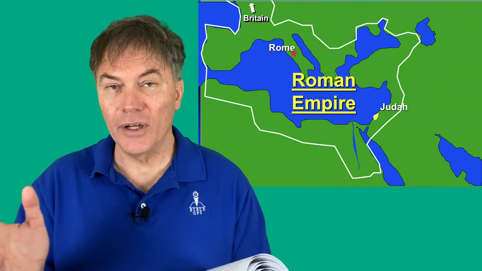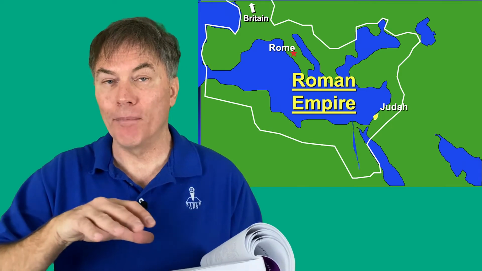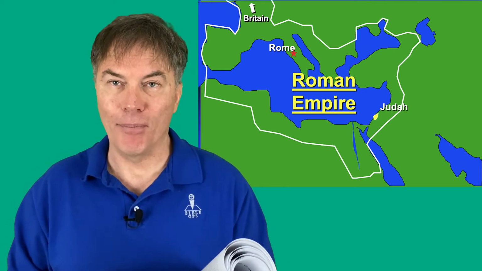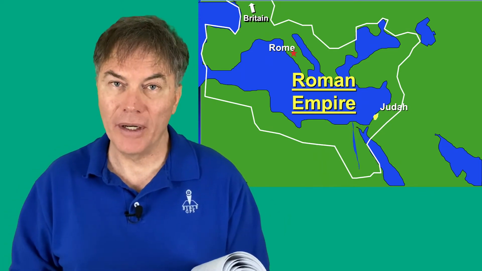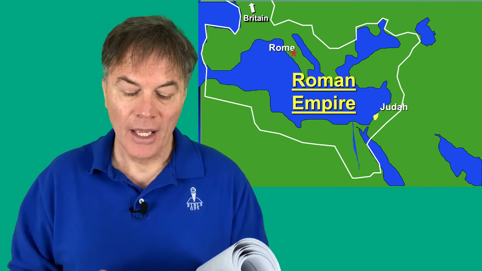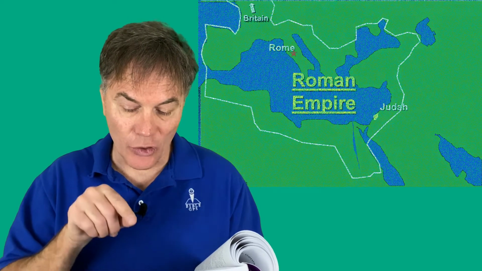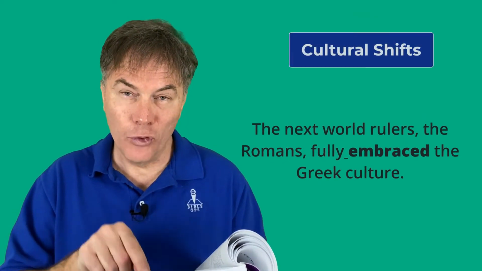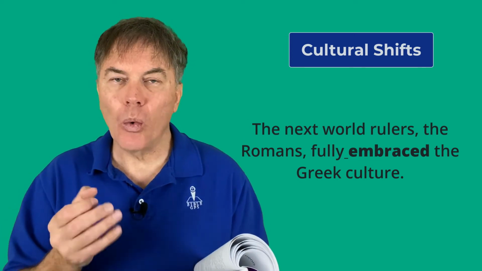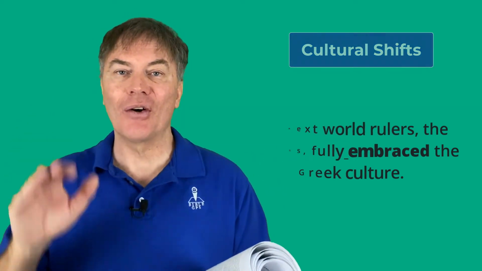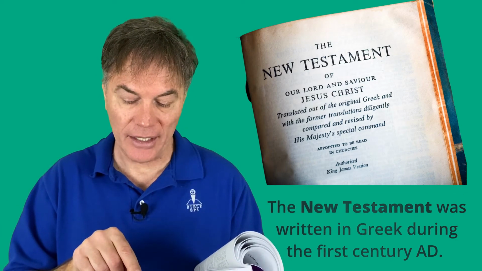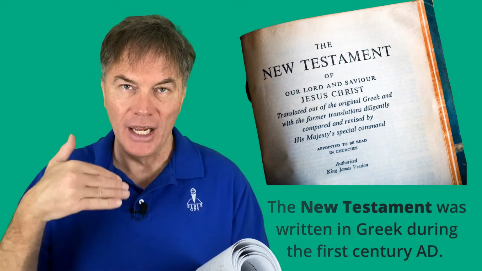Then in 63 before Christ, the Roman Empire became the dominant empire. So it was first Alexander the Great, the Greek Empire, and followed with the Roman Empire in 63 BC. Now, the next world rulers, which is the Roman Empire, they fully embraced the Greek culture because it was so dominant, it was so powerful. Rome spoke Latin, but the rest of the Roman Empire spoke Koine Greek, which means general Greek.